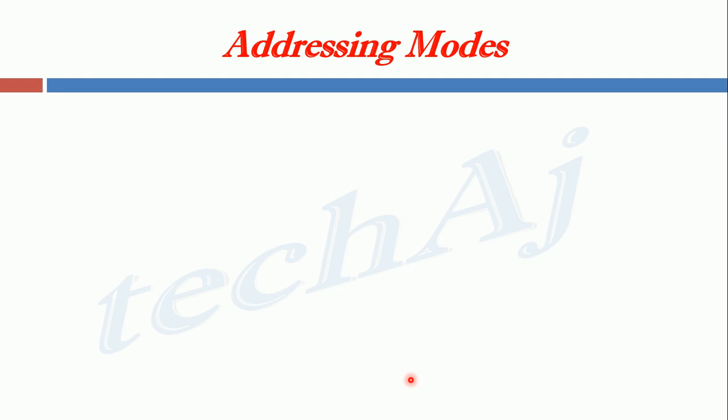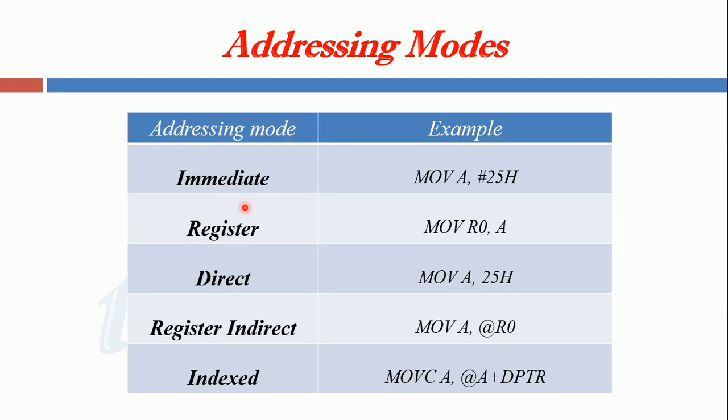So this is all about the addressing modes in the 8051 microcontroller. Let's summarize all these addressing modes in short. The first addressing mode that we have seen is immediate addressing mode. In this addressing mode, the source operand is always the data, and this data is always preceded by the hash symbol.